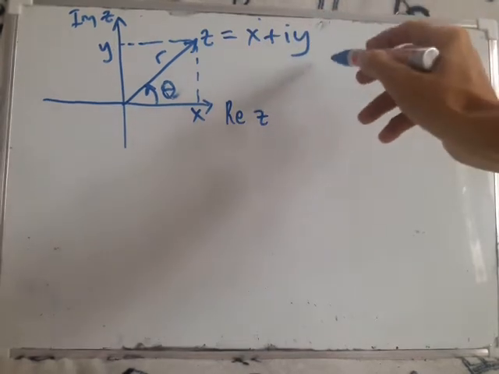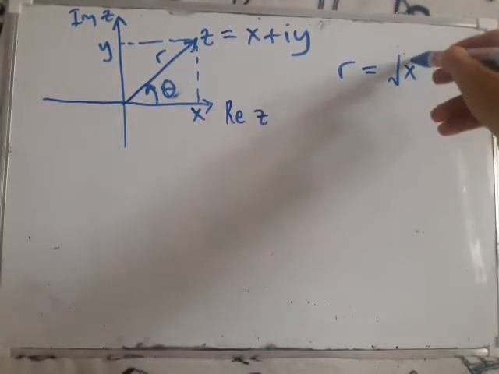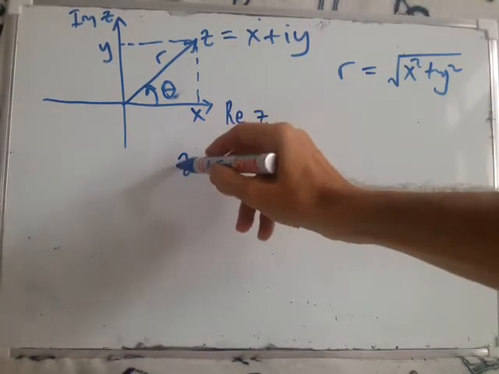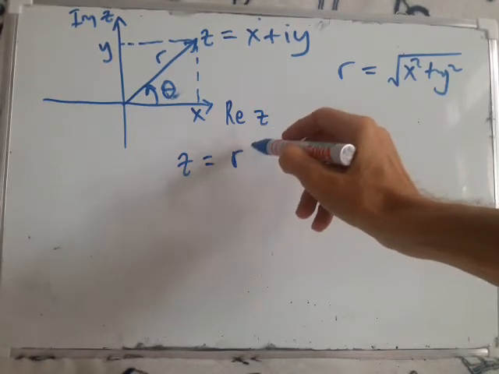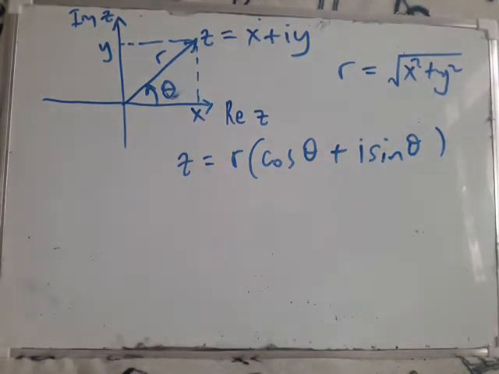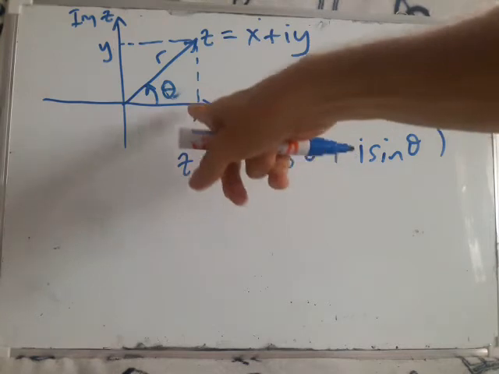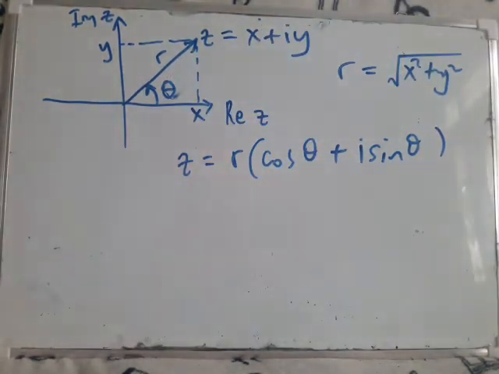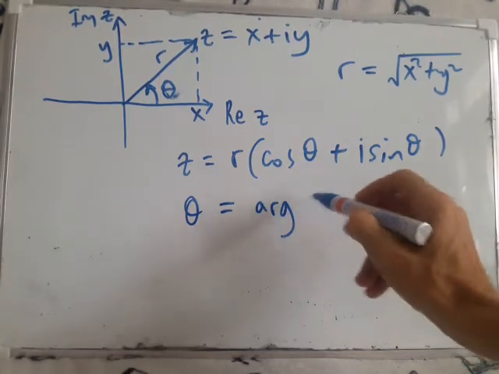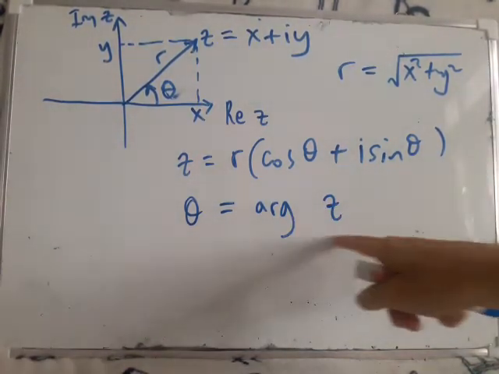Now obviously if we write r as the modulus of z, then we can also use trig to write z alternatively as r times cos theta plus i sine theta, since obviously x is going to equal r cos theta and y is going to equal r sine theta. Now this quantity theta is given a special name. Theta is called the argument of the complex number and is normally written like this: theta equals arg z.